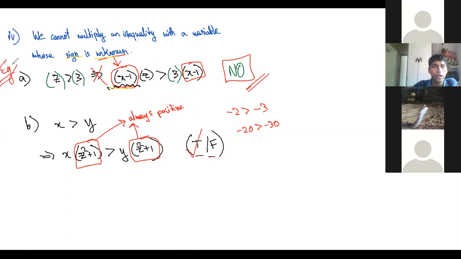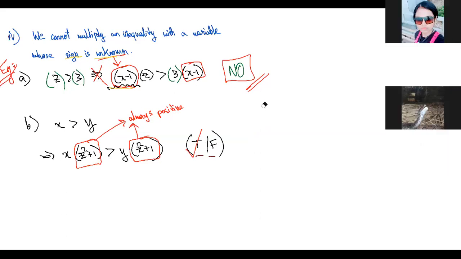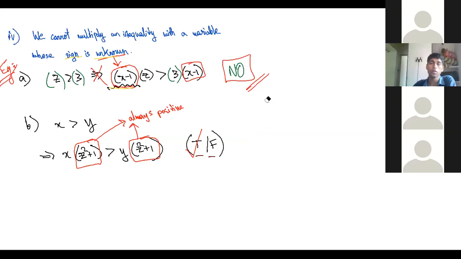Are you guys able to follow? Anyone is confused till now? Srijita? Everyone is clear? Okay. Vishal, everyone is able to follow? Yes, sir. Right.